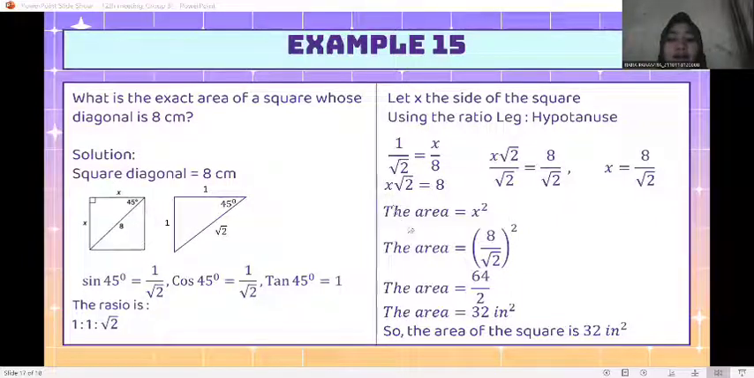Okay, the area is x squared. x is 8 divided by square root of 2. So the area is 8 divided by square root of 2, squared. 8 squared equals 64 and square root of 2 squared is 2. So the area is 64 divided by 2, which is 32 square inches. So the area of the square is 32 square inches.